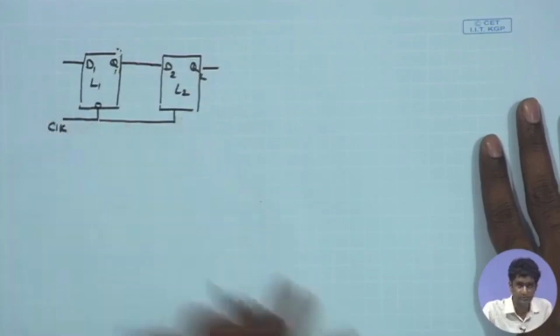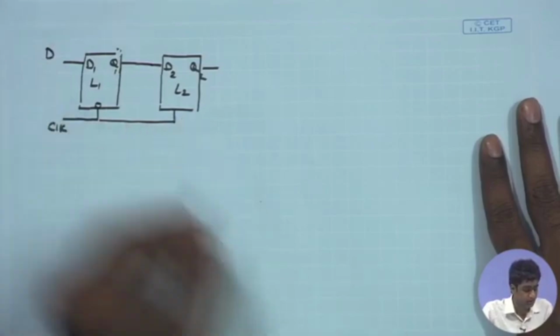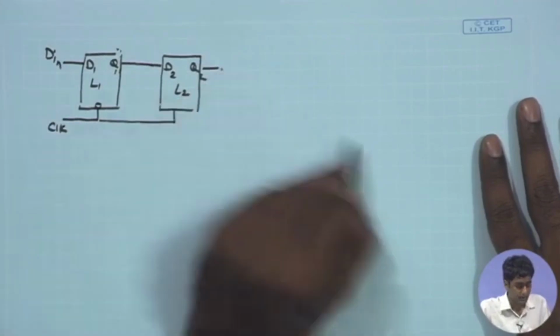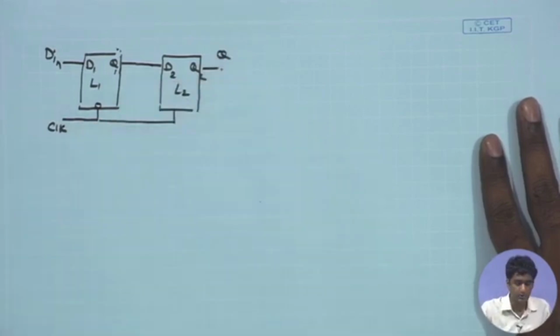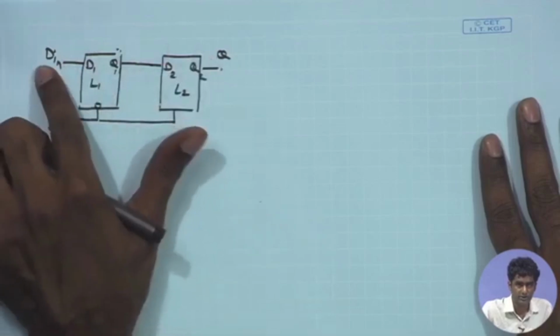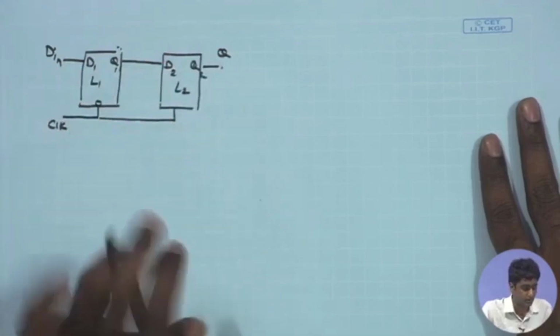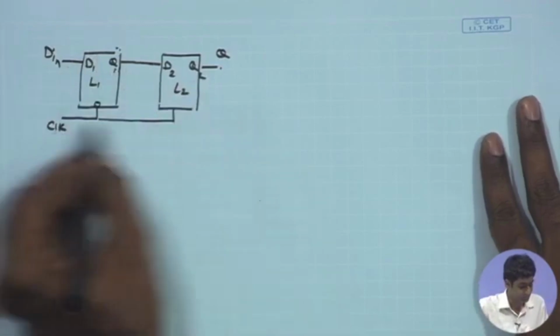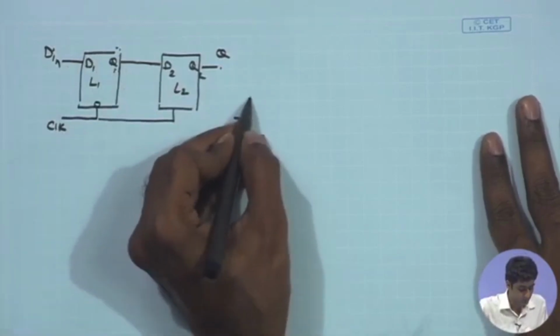The same clock is being fed to both of them, and the input D in is available over here, and we have the final output Q over here. So, I want to get the waveforms of Q corresponding to the change in D in and the clock, and this is the Q1 and the Q2. Let me first of all draw the clock waveforms and see the overall behavior.